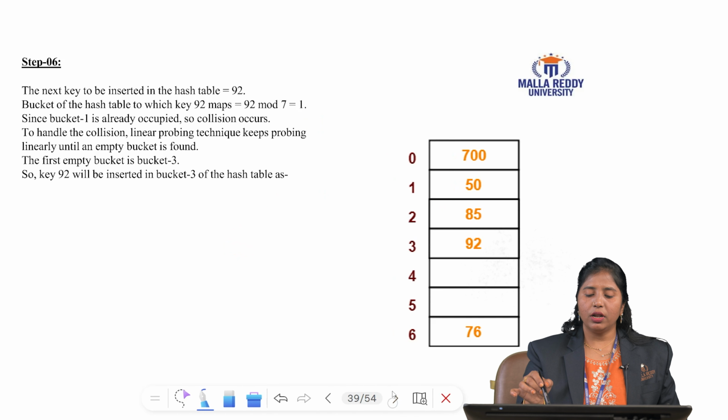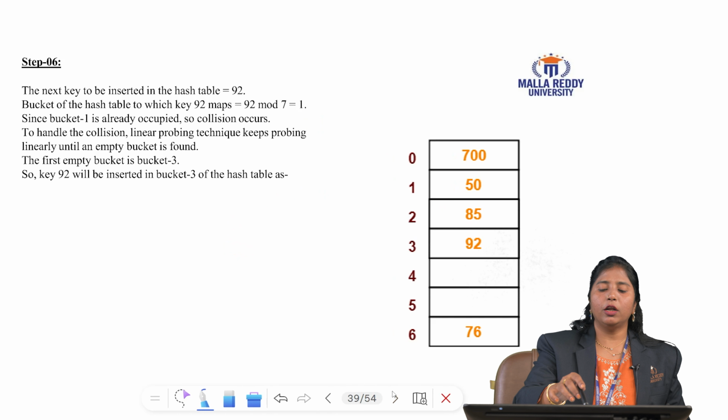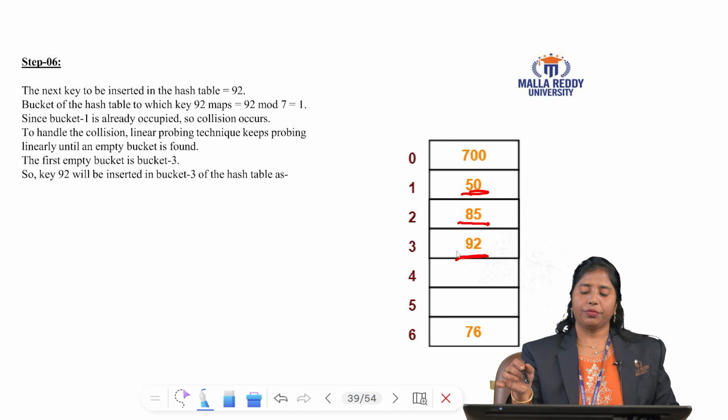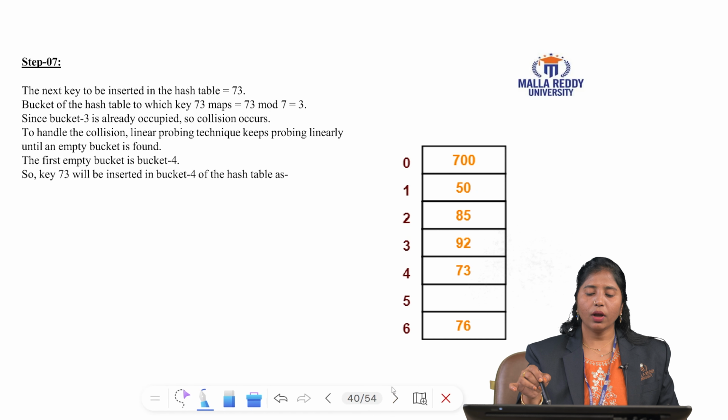Then for the next place, K plus 1, this bucket is empty, so 85 is stored here. Next element we got is 92. So 92 mod 7 is 1. Place 1 already has 50 stored. So again plus 1 means 85 is already stored. Then again we have to do plus 1, K plus 1, and then here we store 92. Like this we use the linear probing concept.